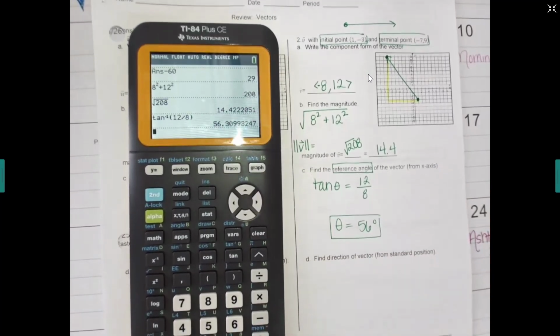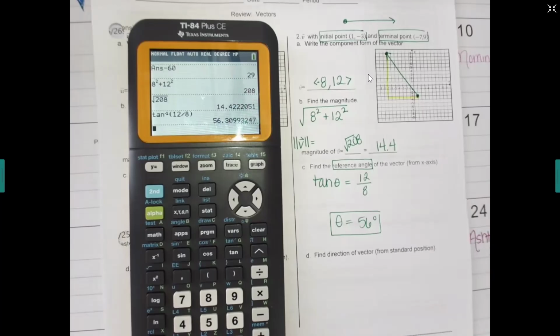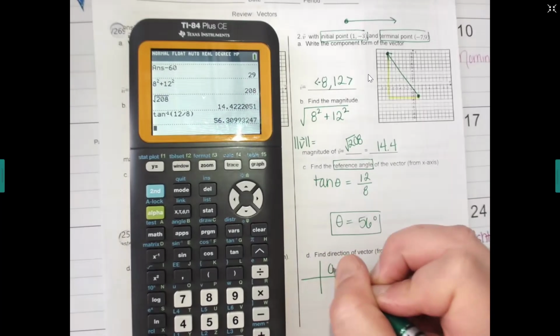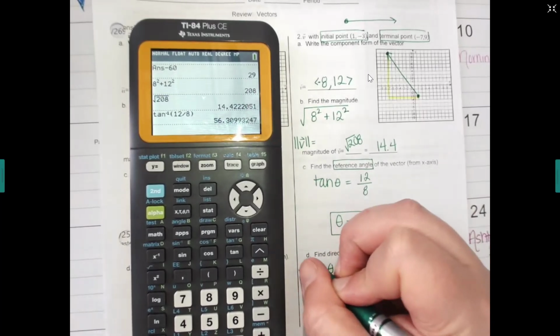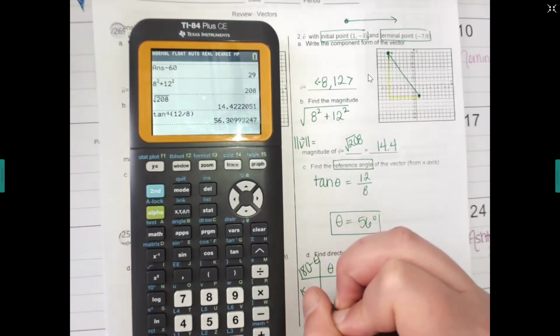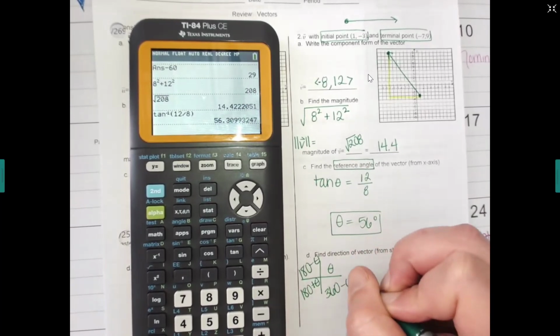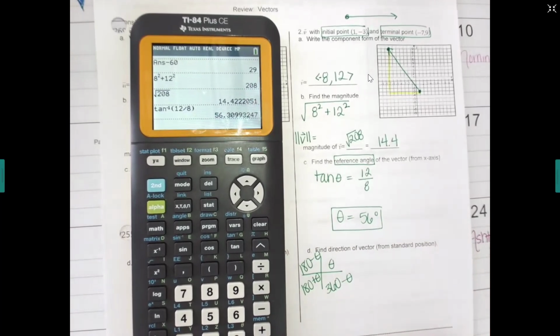So you'll see on the board up there, kind of just to the side of the screen, I have the direction chart drawn. Quadrant 1, it stays the same. 180 minus, 180 plus, and 360 minus. Okay, girls.